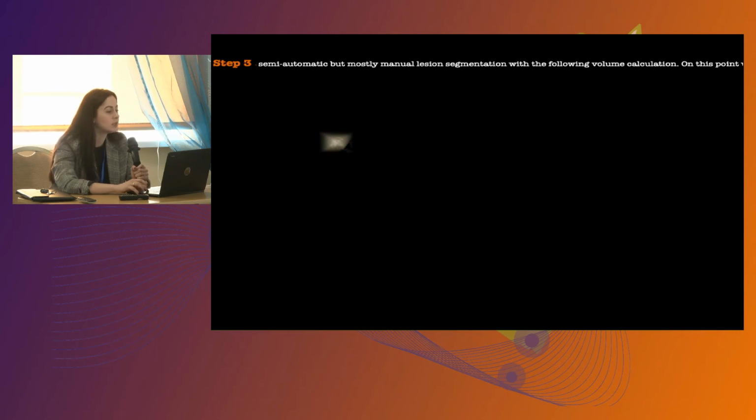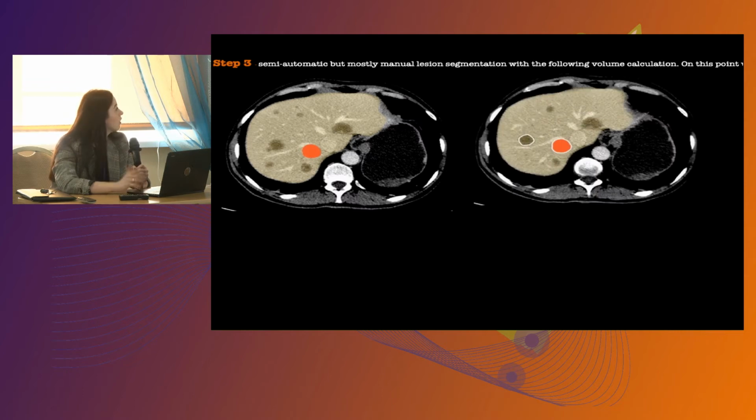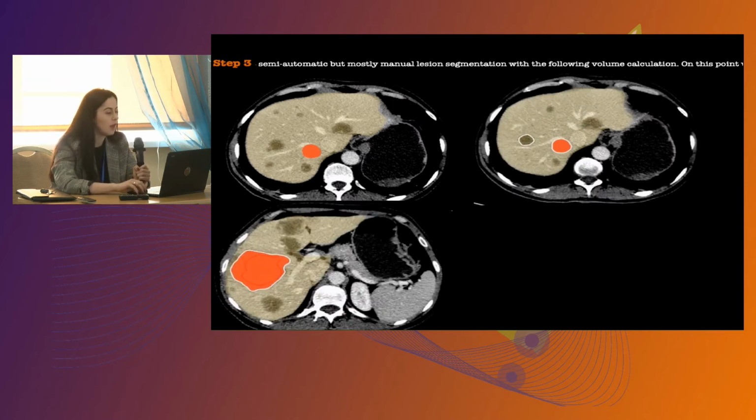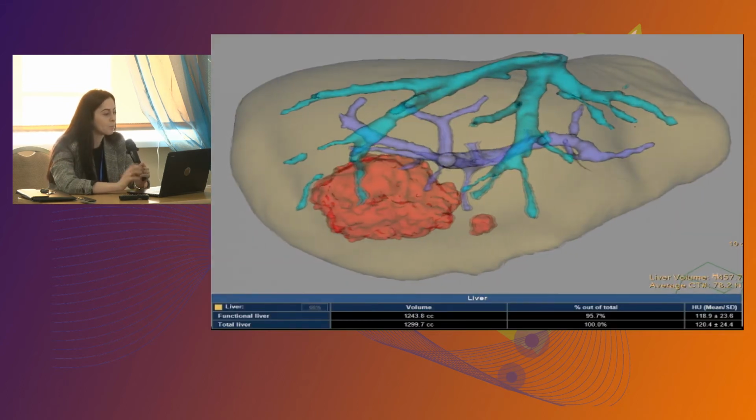Step number 3 is semi-automatic but mostly manual lesion segmentation with the following volume calculation. Here, that's the most human-dependent factor because we are defining all our lesions manually. That's how it looks on the axial slice. And then you can make any correction. You can make your definings bigger or smaller. And that's what we get after this. And we have already the volume of metastasis calculated.